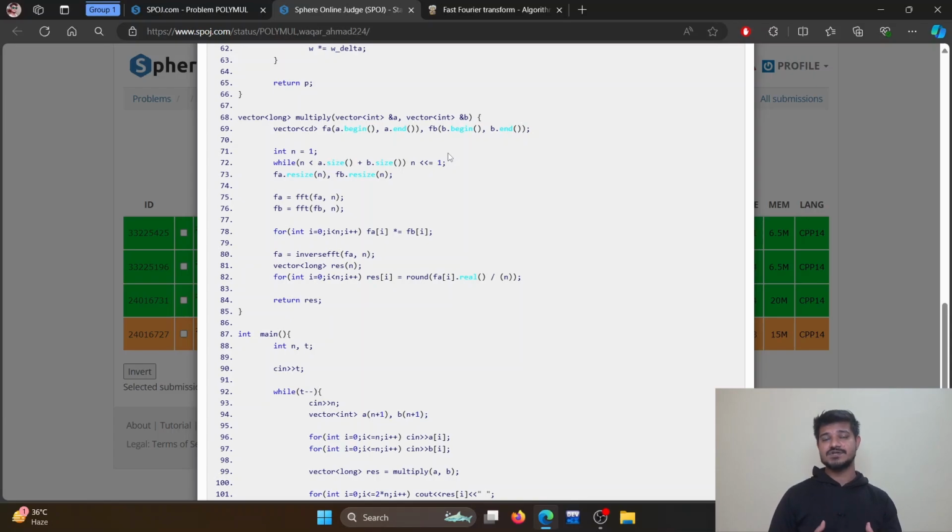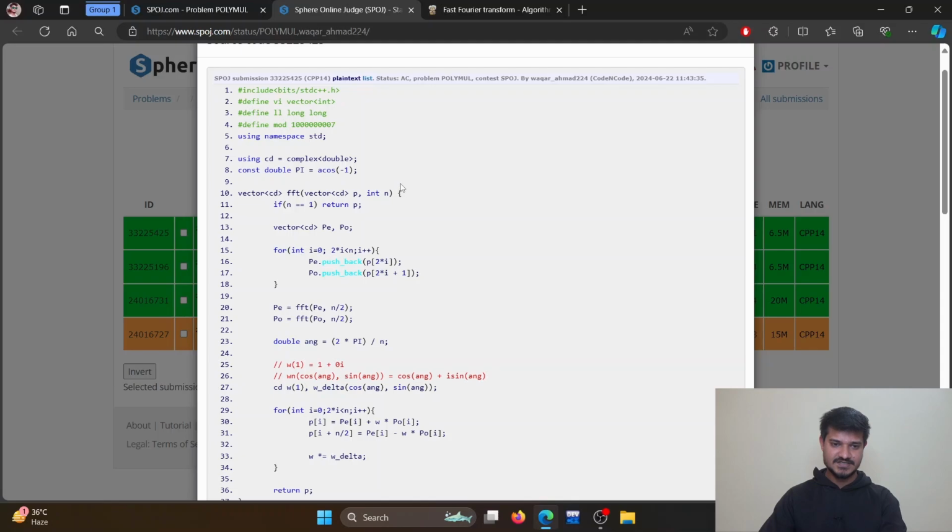If you know how FFT works, it basically multiplies two polynomials but does all of the computation in the complex plane. I've explained all of that in the course itself, so you can go ahead and learn that. So a and b are both defined in the real plane, so we'll convert them into the complex plane. I'm converting a and b into fa and fb, which are basically in the complex plane, and these will be converted into complex numbers. So vector of complex, CD is complex double. I've defined it here. You see, I've defined CD as a complex number.